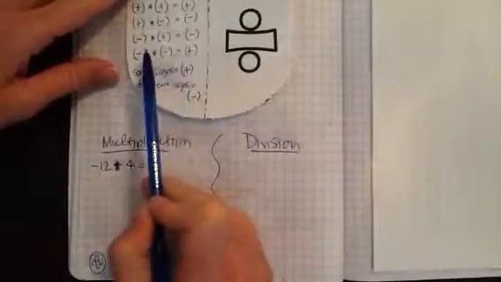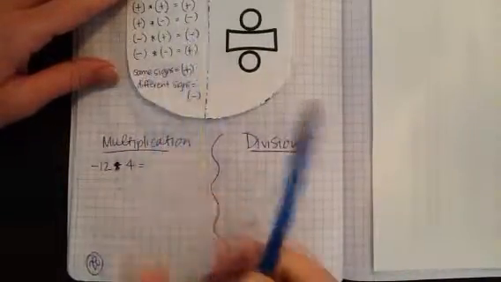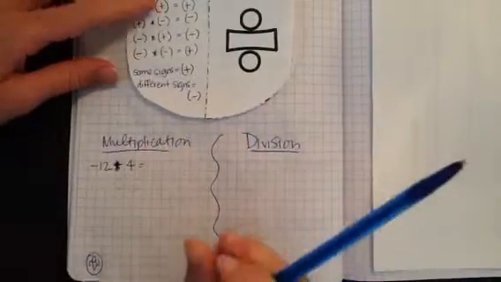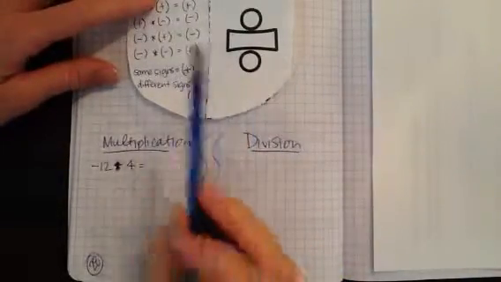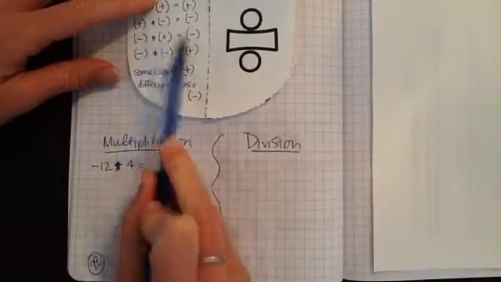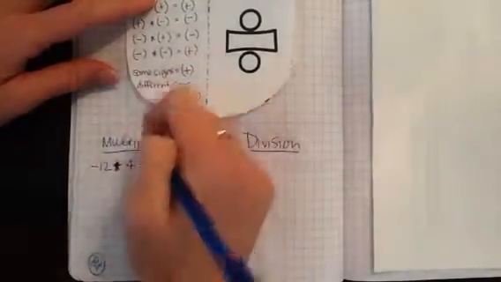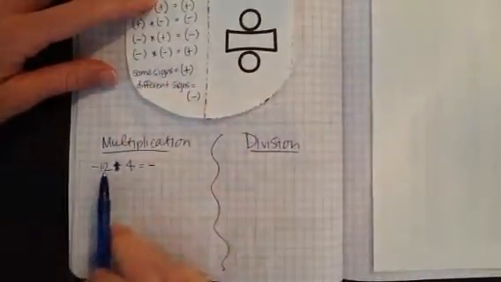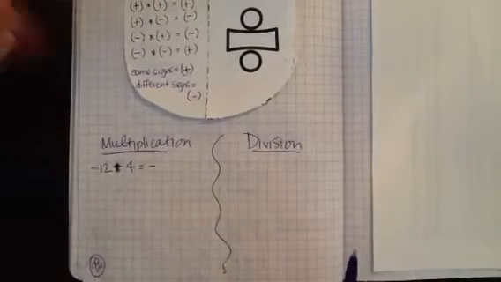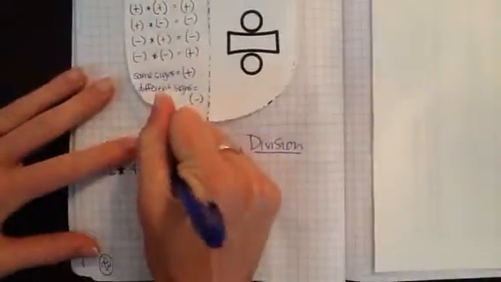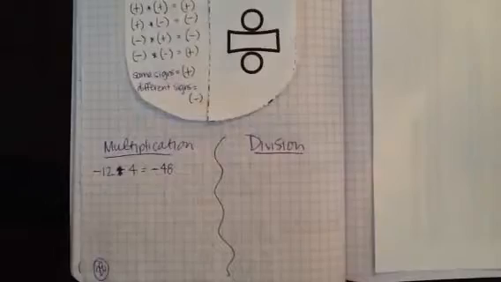And you should memorize these rules because they're very simple, and then it becomes more mental math than anything else. So negative times a positive is a negative, so I'm going to have a negative answer. And then I just think about, what is 12 times 4? Well, 12, 24, 36, 48. So this is going to be a negative 48.